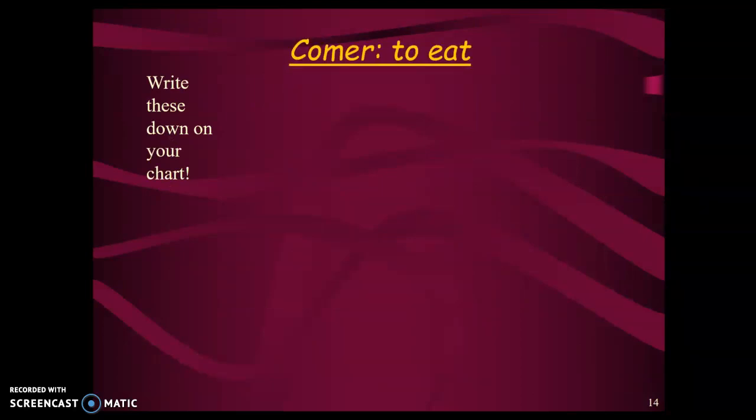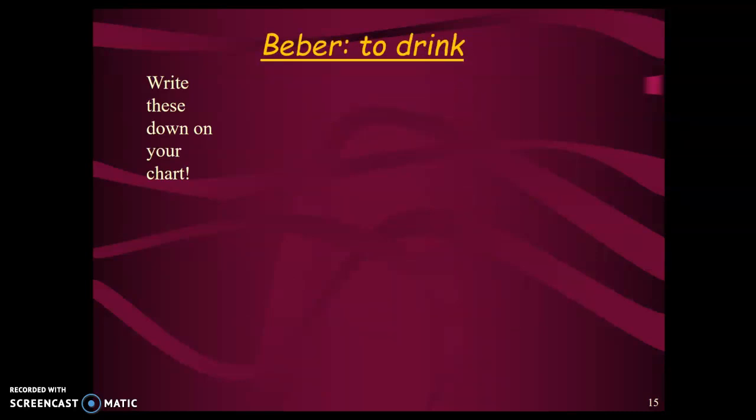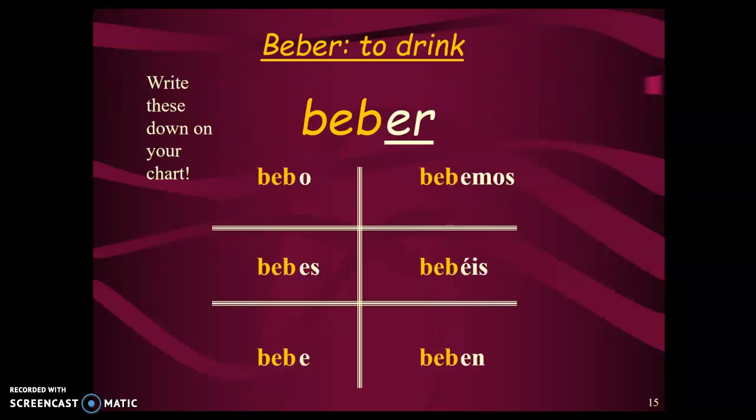Now let's try to do this one. Pause the video so you can do comer. That's your stem. ER ending verb. Safest thing to do is write your stem first and then your endings. Hopefully you paused your video and you did this on your own. Let's continue with another example. Beber, to drink. Beb is the stem. It's an ER verb. And this is the outcome.